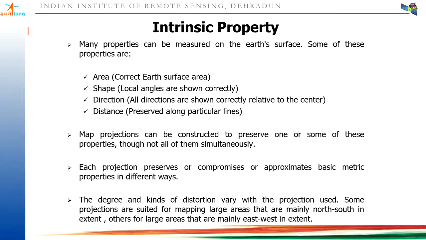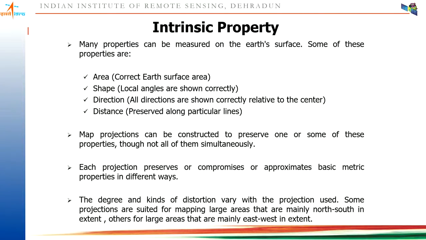Some projections are suited for mapping large areas that are mainly north-south in extent, others for large areas that are mainly east-west in extent. So there are various map projections available, and the question is how to select one. It depends on our objective. If we want a particular type of study where we need to focus on area, not shape, we will use that type of map projection. Where we want to study shapes, then we will take a certain other type of map projection.